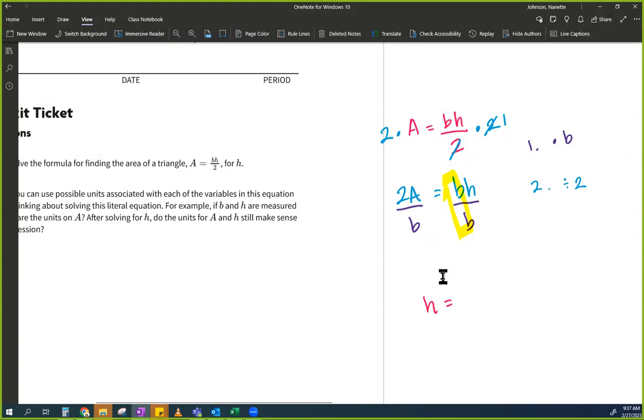2A over B. And as soon as this guy shows up, oh, there it goes. So 2A over B. Some of you don't like how this is written because you have the H on the right-hand side. I just talk about how this is like how Yoda talks, and you can still understand what Yoda's saying, right?